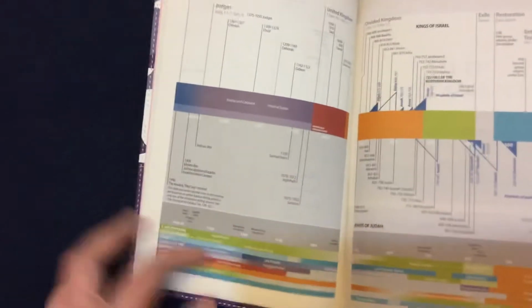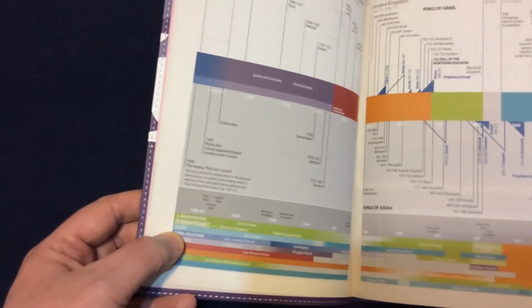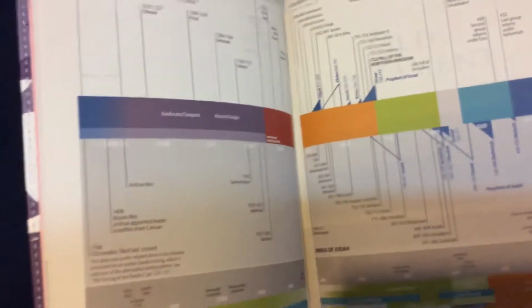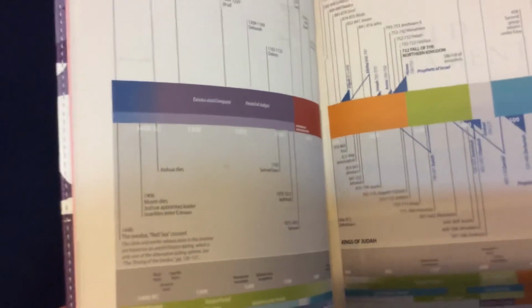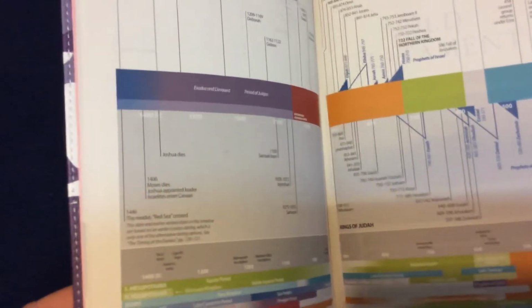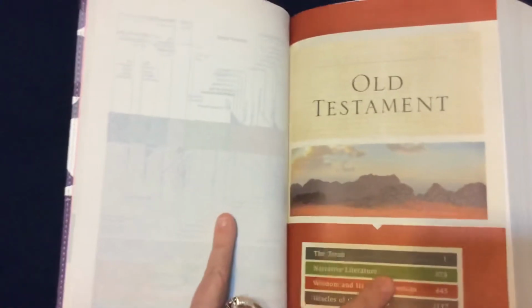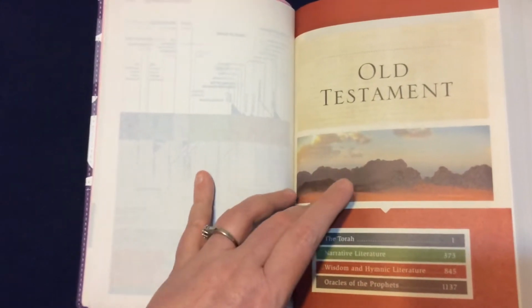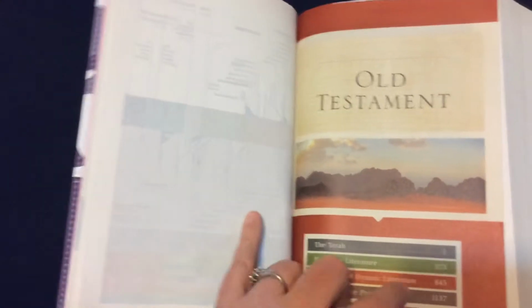And down here you have stuff about Mesopotamia, Egypt, Syria, Palestine, Anatolia, Crete, Persia, Greece, Italy. I love all the charts in here. It's cool. And then you start into your Old Testament. It talks about the Torah, narrative literature, wisdom, and the hymnic literature, and then oracles of the prophets.